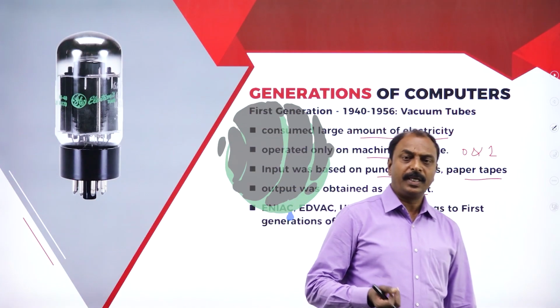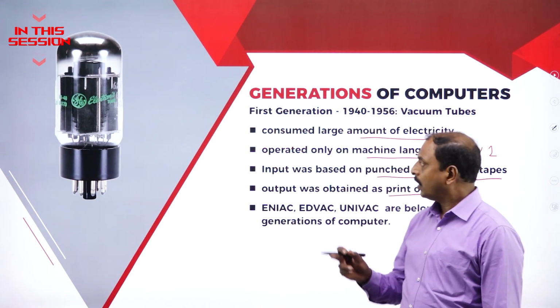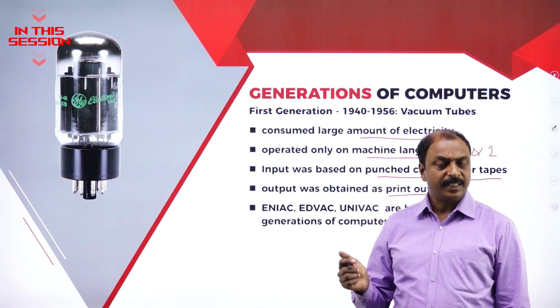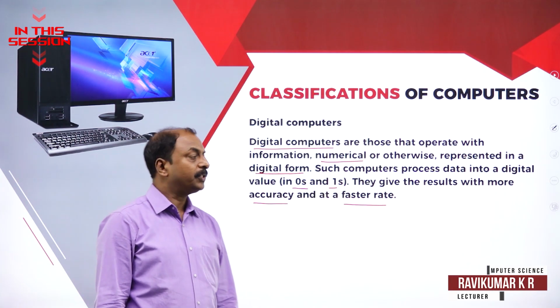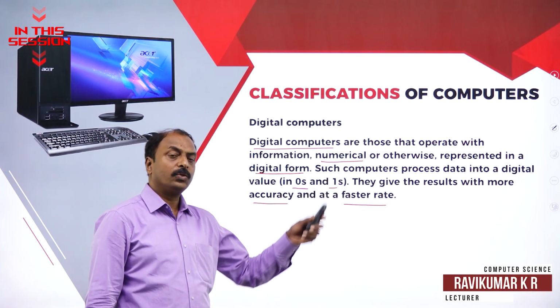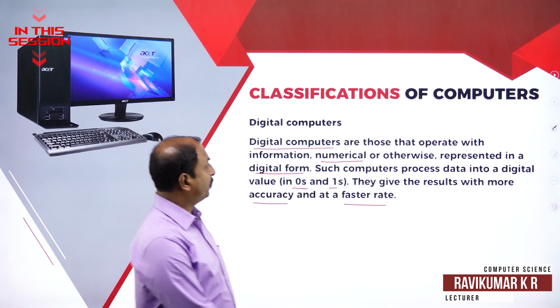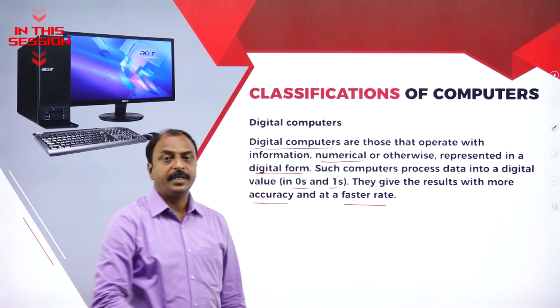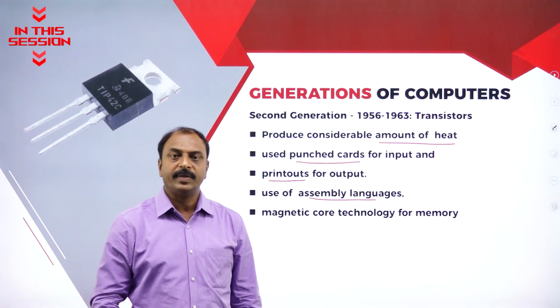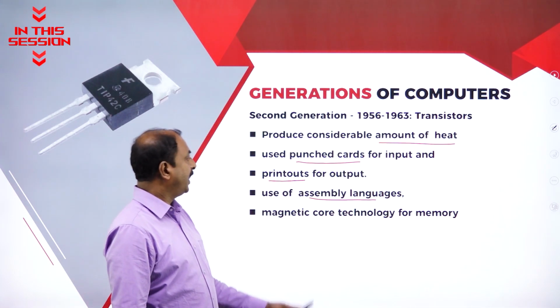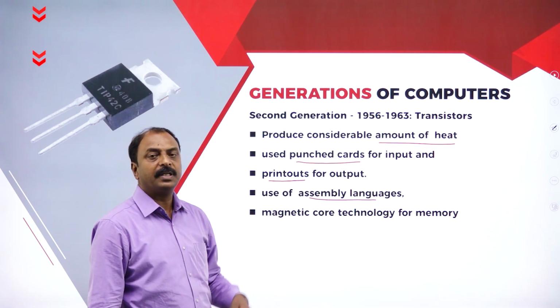What is the meaning of debugging? Suppose if anything goes wrong in the system or in the setup, it is very difficult to find out where the mistake was. All digital computers work based on digits, zeros and ones, or they work with numerical data. In the first generation, they were using machine level language for instructions, and here they were using assembly level languages.